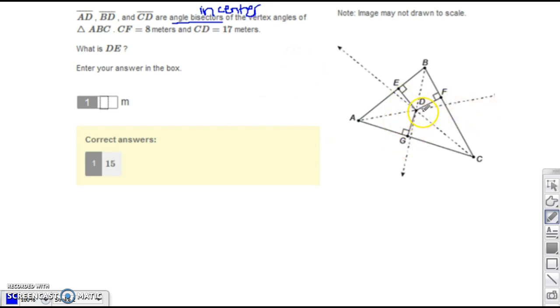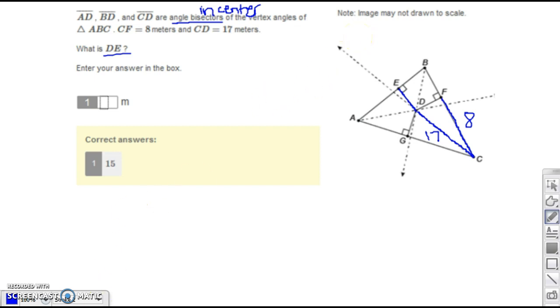They tell me that CF is 8. They tell me that CD is 17. And then they want to know the length of DE. So ultimately we're trying to find DE. But we can't jump straight to DE because that doesn't give us a right triangle. We don't know what to do there.